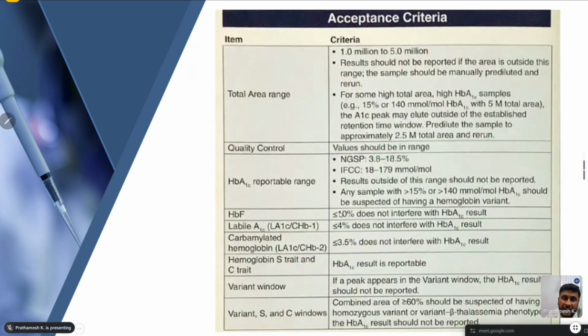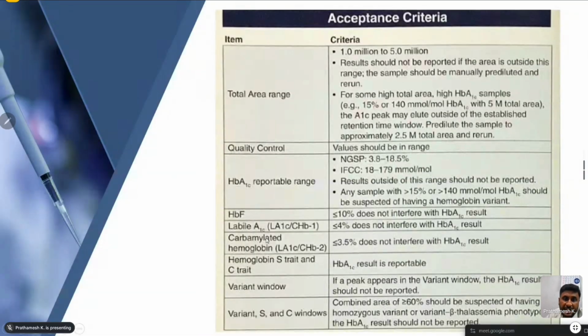So this is the acceptance criteria. Most of it I've already discussed: total area, range, quality control. For D10, the reportable range as per NGSP is 3.8 to 18.5%. If a value comes below this, by rule you cannot report it. If it comes below 3.8 or goes above 18.5, you cannot report it either. You will have to use some other platform to report HbA1c.